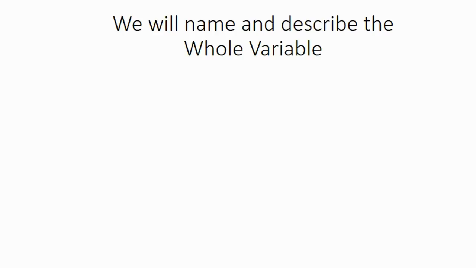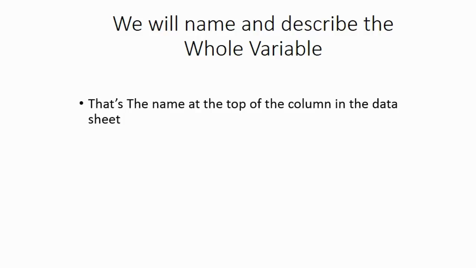And now we will learn how to rename and describe a variable. Putting a description on a variable is also called putting a label on a variable. We will name and describe the whole variable. That's the name at the top of the column in the data sheet.